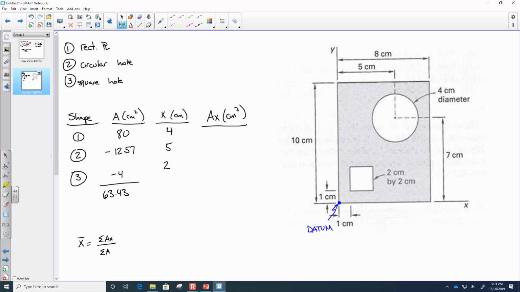And so how do we do that? Area times x, area times x, area times x. So 80 times 4, that was 320. The last one is minus 8. All right, 62.85. So sum that up, what do you get?